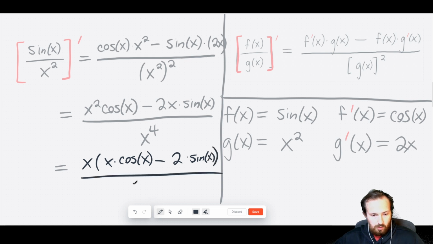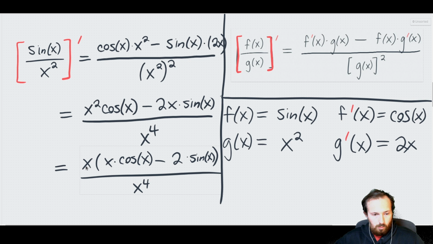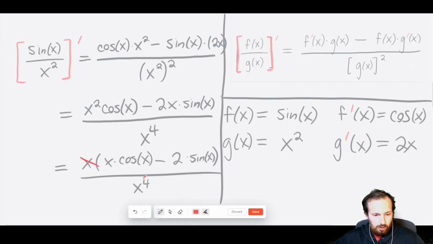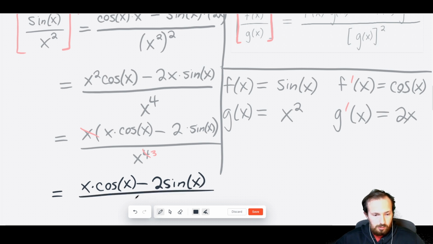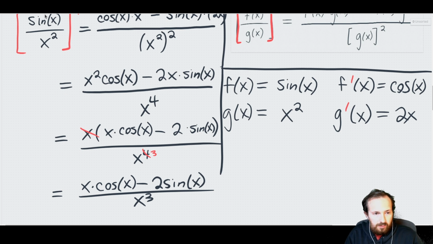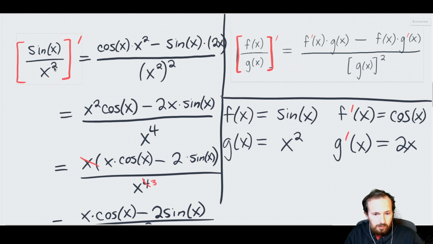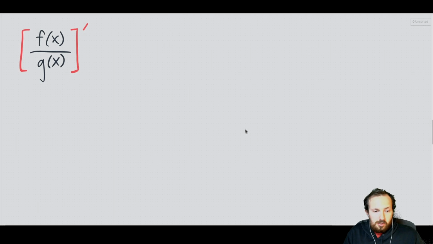And then I can divide the whole thing by x to the fourth. And then one of the x's in the numerator and denominator cancel out. So you can basically be left with the final answer in the most simplified form that I can see, at least: x cosine of x minus 2 sine of x over x cubed. And that apparently is the derivative of sine of x over x squared that we started with at the beginning. So there you go. That's the derivative of sine of x over x squared.